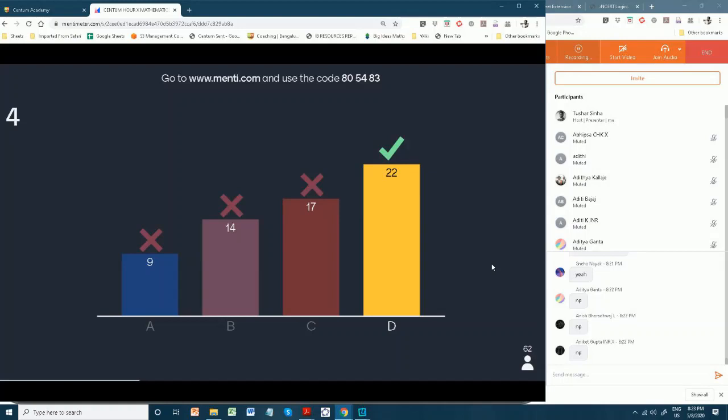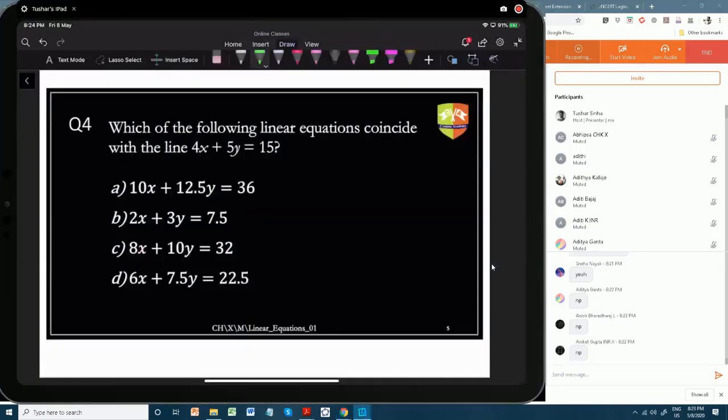What is the rule for two lines to coincide? It was a1 by a2 is equal to b1 by b2 is equal to c1 by c2. Correct. This is the rule for coincident lines. The only one which satisfies is this one. See, the factor of 1.5 is there. 4 into 1.5 is 6. Yes, correct.